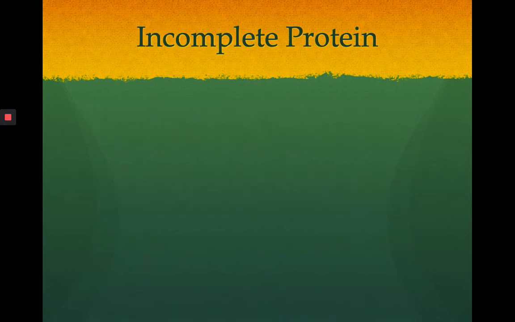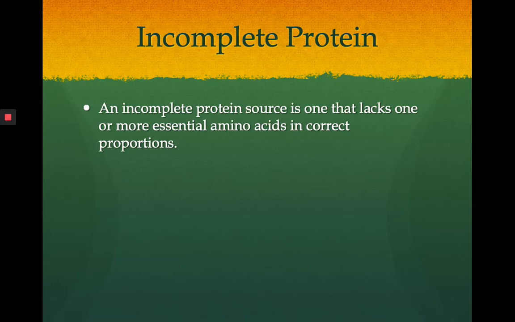The other type of protein, as we mentioned, is the incomplete protein. So an incomplete protein source is one that lacks one or more essential amino acid in the correct proportions. So let's just pause here for a moment. Remember, there are 8 essential amino acids. In order for something to be considered a complete protein source, it needs to have all 8 and in the right proportions. So incomplete proteins are lacking either one of the essential amino acids, or the proportions are not adequate to make it a complete protein.